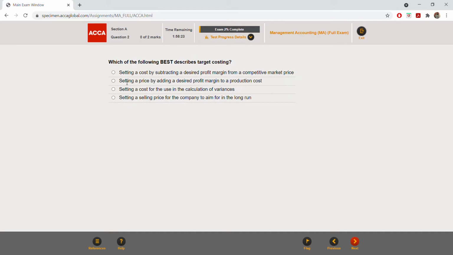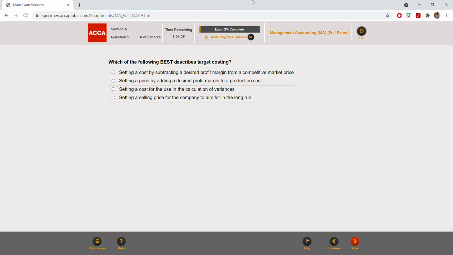Next, which of the following best describes target costing? Management accounting is all this: benchmarking, target costing, budgets, all those things. We do have calculations in management accounting and financial accounting, not like business and technology. F1, F2, and F3 do not have calculations. So which best describes target costing? Setting a cost by subtracting a desired profit margin from a competitive market price; setting a price by adding a desired profit margin to a production cost; setting a cost using calculation of variances; setting a selling price for the company to aim for in the long run.